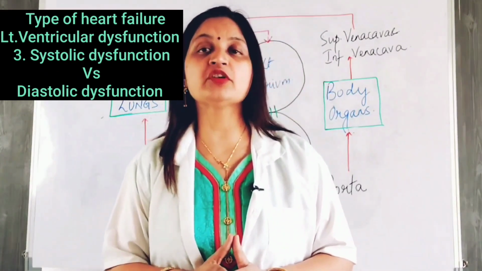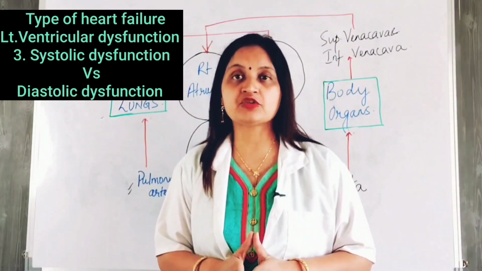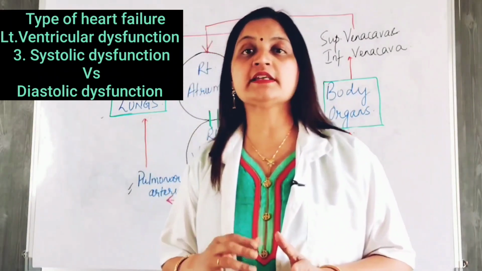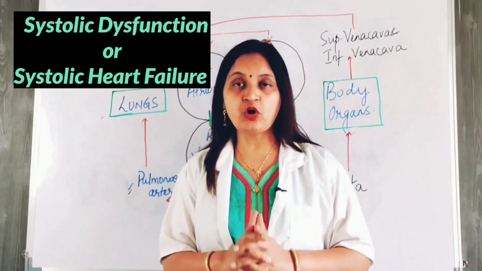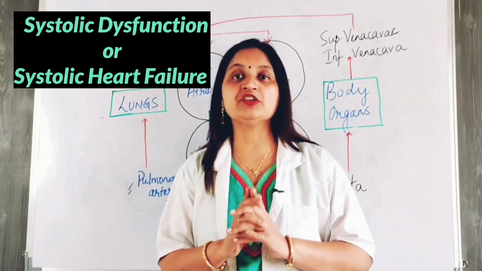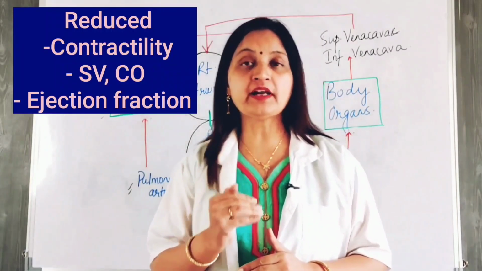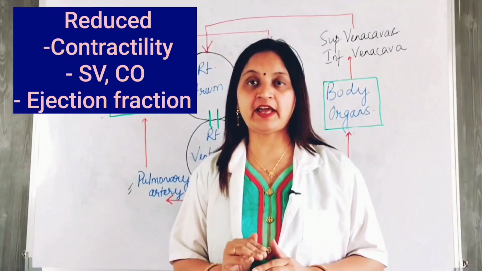Left ventricular dysfunction is divided into systolic dysfunction and diastolic dysfunction. The third type of heart failure is systolic versus diastolic heart failure. In systolic heart failure, the stroke volume, cardiac output and ejection fraction are reduced, and this is because of reduced contractility of the heart muscle, thus decreasing the ejection fraction.